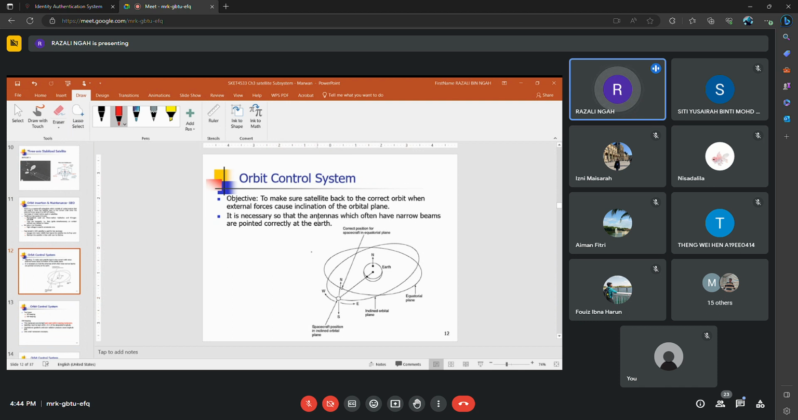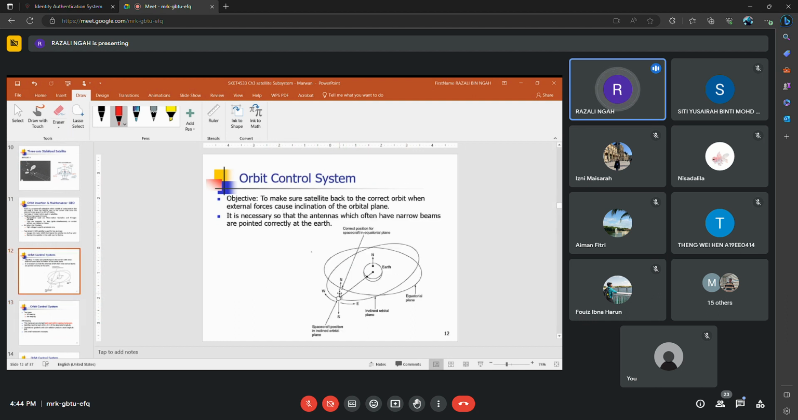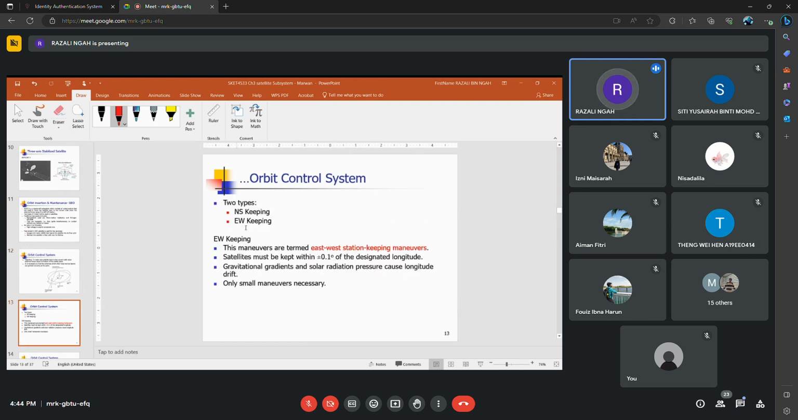So this is related to the orbit control system, where we have a different orbital plane. This process we call station keeping. Since the satellite can drift in two directions, either north or south, or east or west, we have two types of station keeping: north-south keeping and east-west keeping.